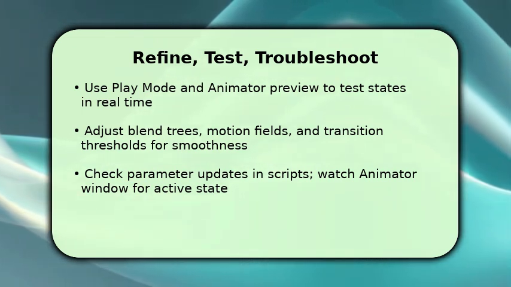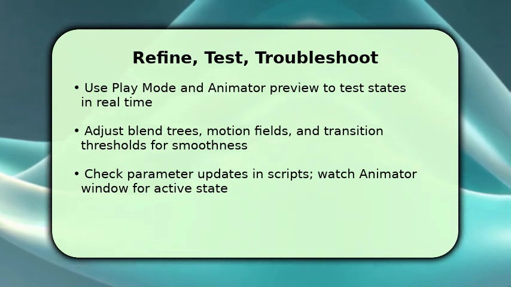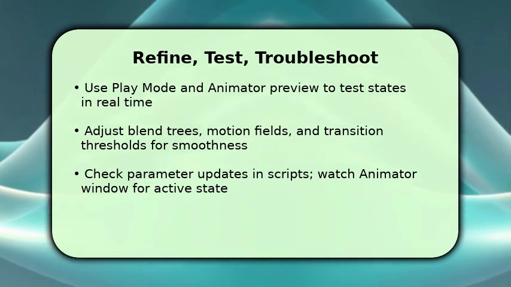One key troubleshooting tip: if a state never activates, enable debug logging for parameter values, and watch the animator window to trace why transitions aren't firing.